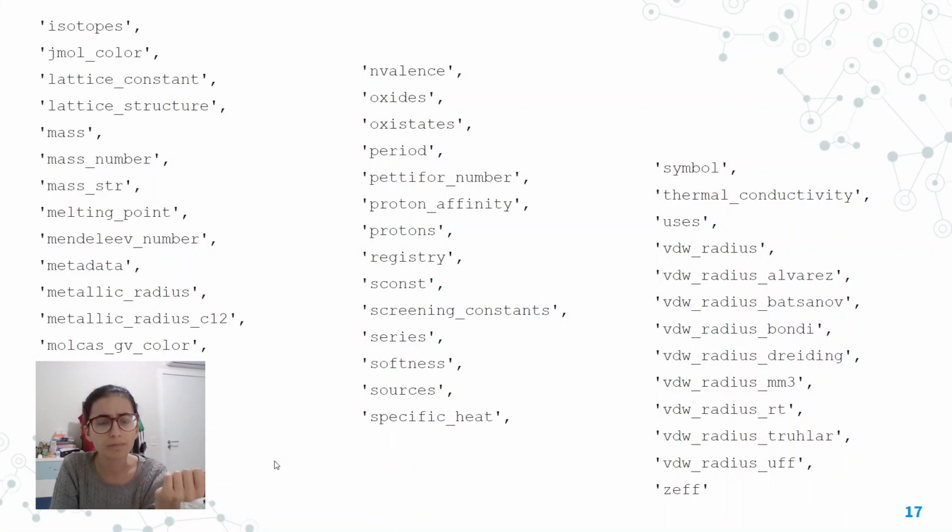Here are some more. The name origin I think is very cool because it shows you the origin of the name. And VDW stands for van der Waals, like the van der Waals radius according to different theories.